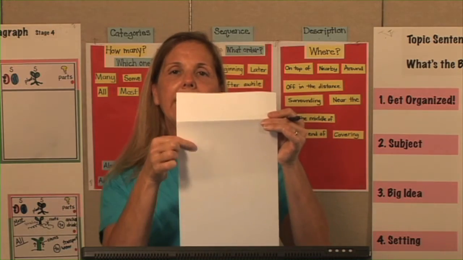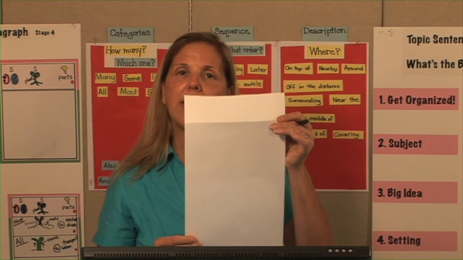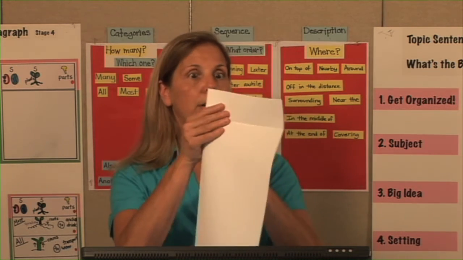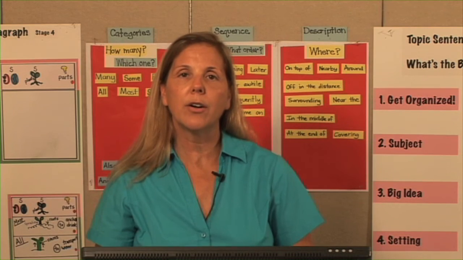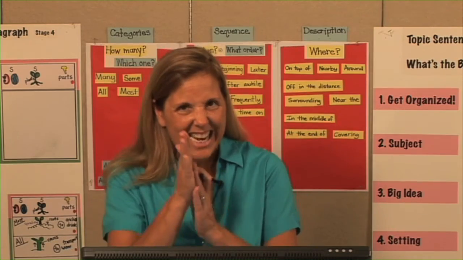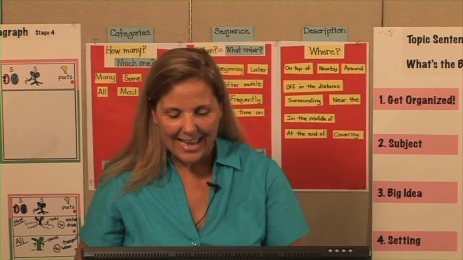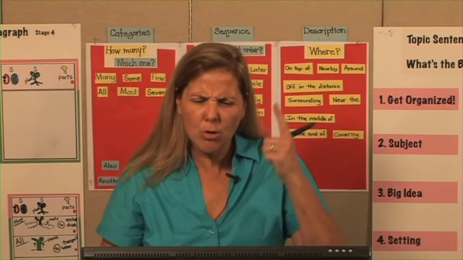So we were filling in our sheet. If they fill in one side of their organizer and they need more room, what do they do? Turn it over. And they keep going on the reverse side. We now are working on our conclusion, and we know the conclusion is going to have the secret formula, S, light bulb, because we're repeating the big idea, but using different words.